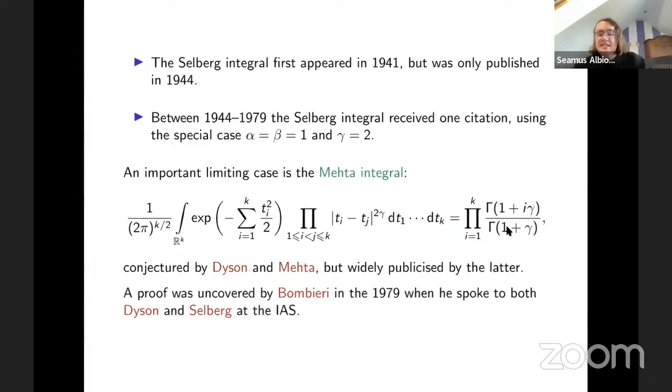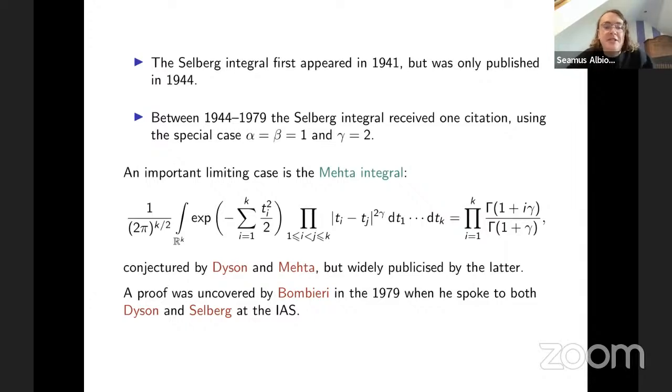So what happened in 1979, really, I said I would tell you that before, but now I'm actually going to tell you, was that Enrico Bombieri, who was also at the Institute for Advanced Study in Princeton with Dyson, with Selberg, discovered an integral that looked very similar to the Selberg integral. And a colleague of his explained to him that it was related to some work of Dyson. So he went and spoke to Dyson, and Dyson told him about the Mehta integral.